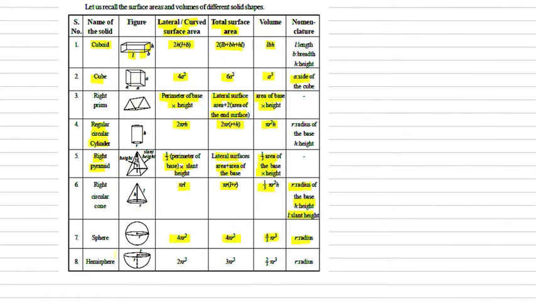R is radius. Hemisphere. So take the half of the sphere, that is 2 pi r square for the curved surface area. Sorry, total surface area we are using the formula 3 pi r square, and volume 2/3 of pi r cube. Here r is nothing but the radius. It is very important to remember these formulas to solve the problems in this chapter.